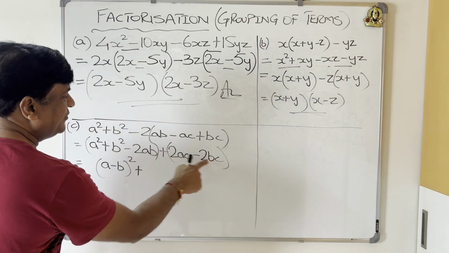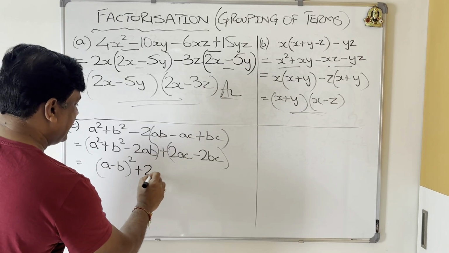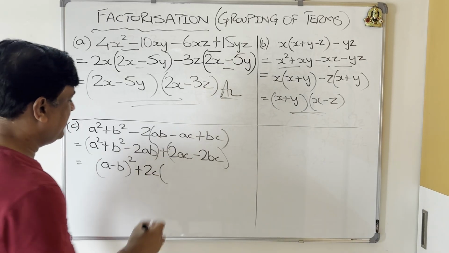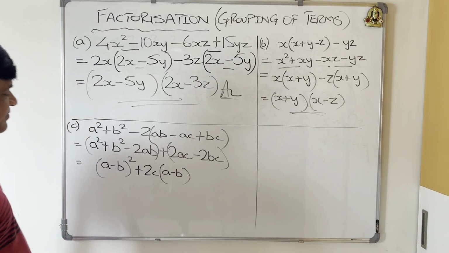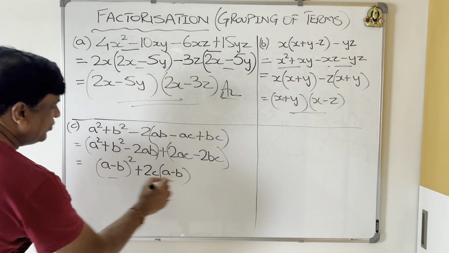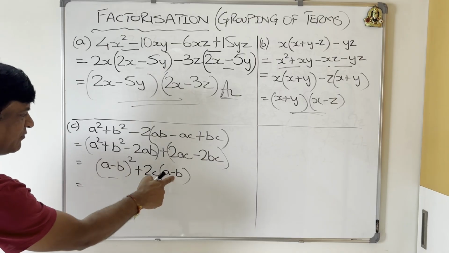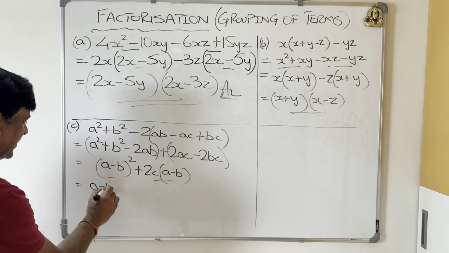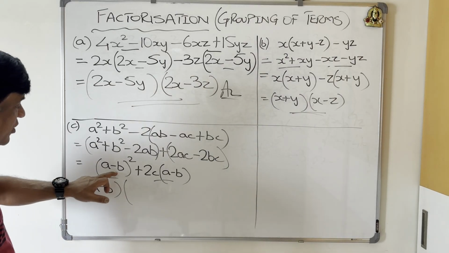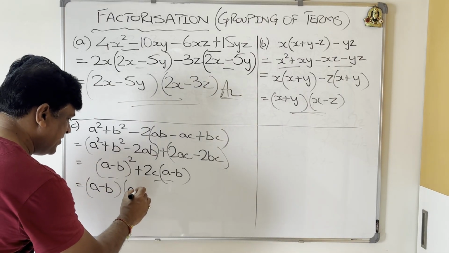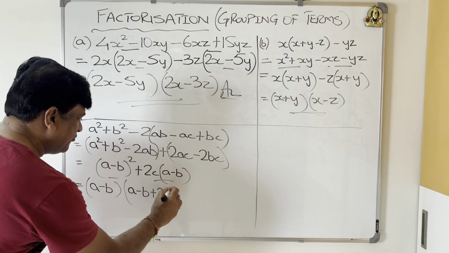Similarly, plus, what is common in these two? You have a 2c common. Can I take 2c out? What do you get? You get a minus b. Now, between these two terms, what is common? A minus b is common, one a minus b here and one a minus b there. So if I take that a minus b out, what are you left with here? You are left with another a minus b, and in here you are left with plus 2c. So that's your answer.